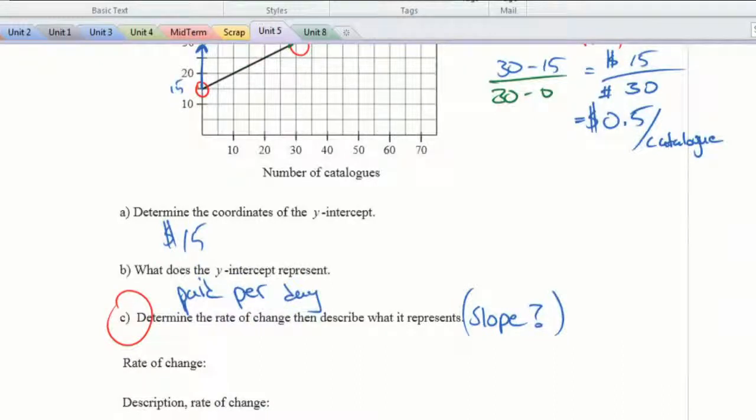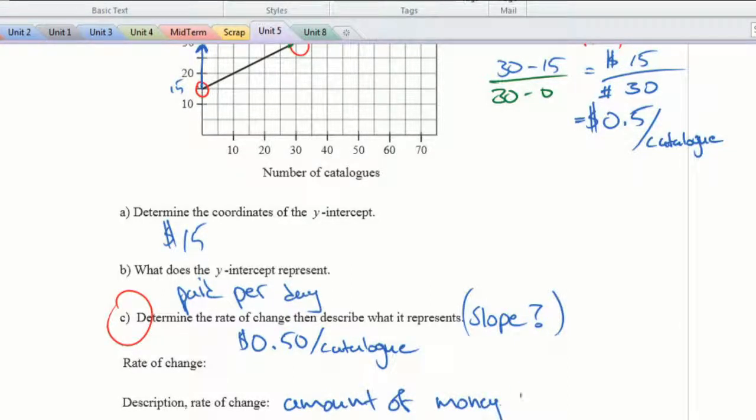Determine the rate of change or the slope. Yes, $0.50 per catalog, which is the rate of change, and the description, this is the amount of money for delivering one catalog.